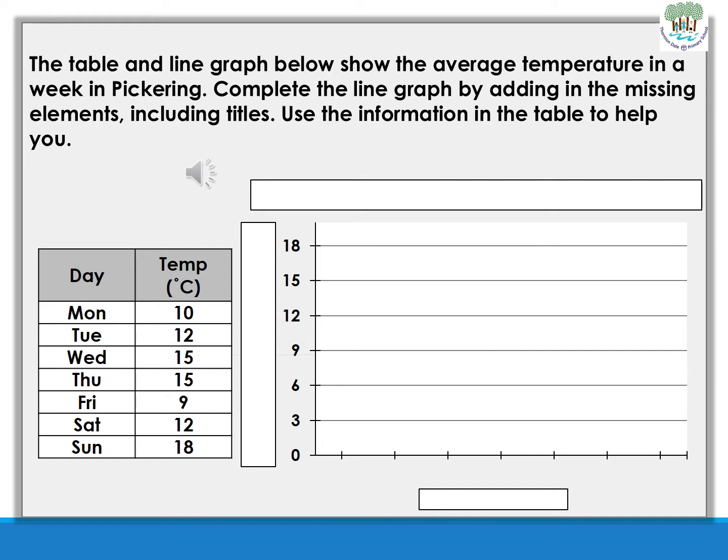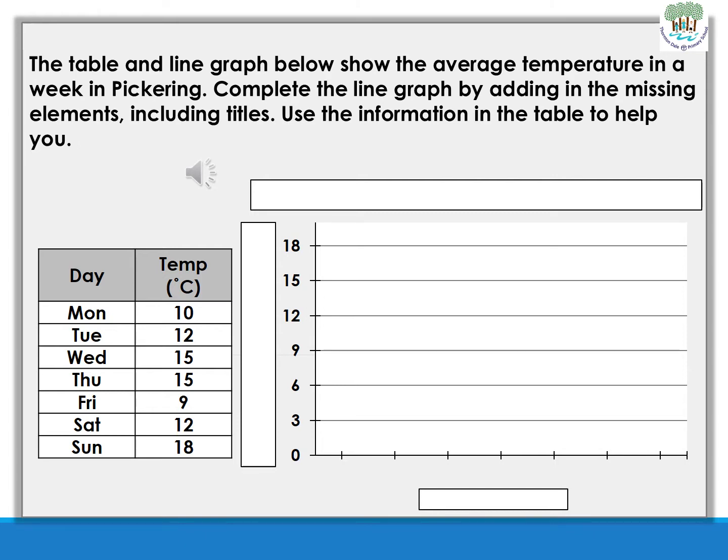So the problems today are all around plotting and making our own line graphs. So this is a practice to do together. We've been given some information about the average temperature in a week in Pickering. Then we need to complete the line graph by adding in the missing elements.